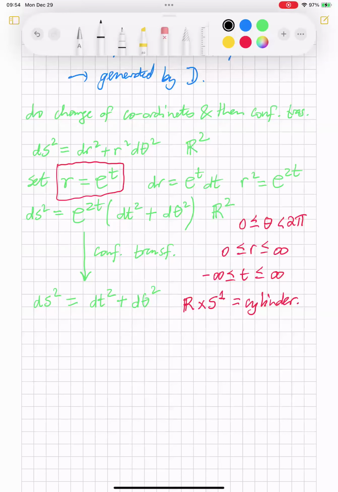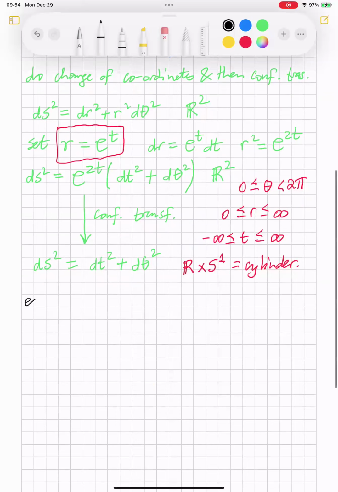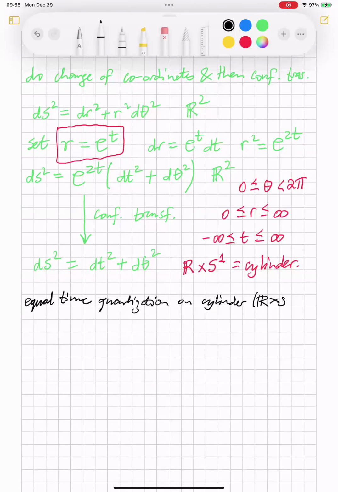Okay, so our motivation here was that we wanted to give a bit of physical intuition into radial quantization. So what I'm going to do now is perform an equal time quantization on the cylinder, so on R cross S1. And I would foliate things with constant time slices. We'll talk about what those slices look like soon.